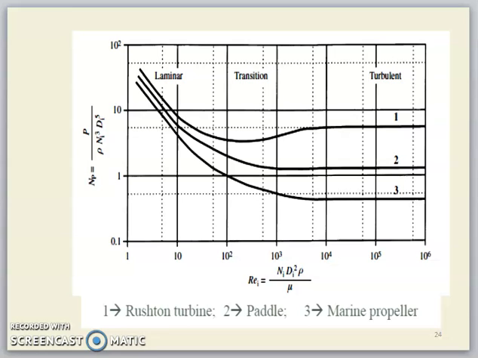This is a typical power curve for various types of Rushton impeller, paddle mixer, and a marine propeller. So based on the Reynolds number that we have calculated, we know which region it belongs to, whether it is laminar, transition or turbulent. From this curve, we may be able to identify the power number for the impeller itself.